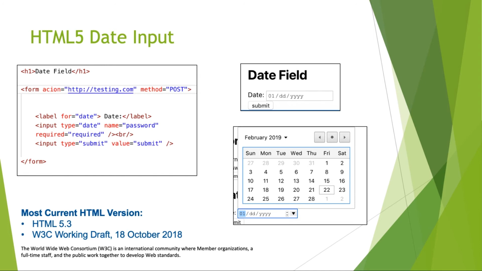So you see here, we have form action. We have date field in our H1 tag, and then we have form action. We'll go to a made up URL, testing.com. The method is post, so we want to post something to the database. We want something to be received and stored in the database. We have a label for date. We have "date:" as the thing that will be visible to the user in the interface. And then we have an input type of date, name of password. Why I chose that, I don't know. It is required. And then we have a submit button with the value of submit.